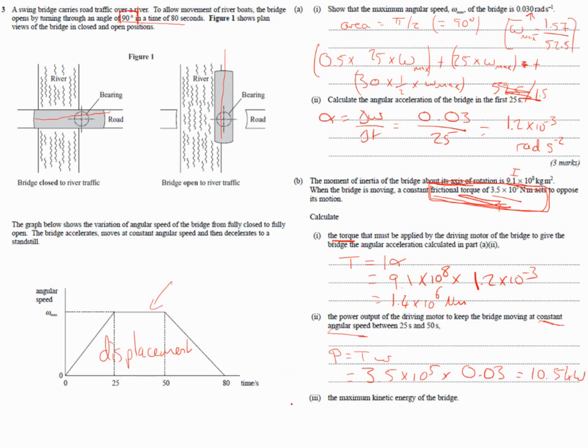Finally, the maximum kinetic energy of the bridge. So this is really easy. Kinetic energy is 0.5 I omega squared. We know what omega is, we know what I is, plug in the numbers, and you get 4.1 times 10 to the 5 joules.